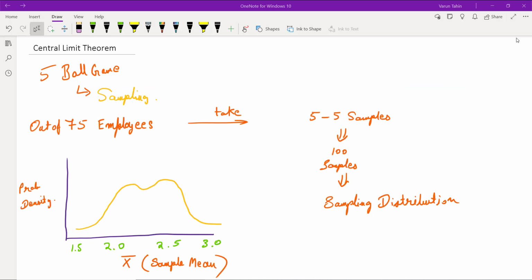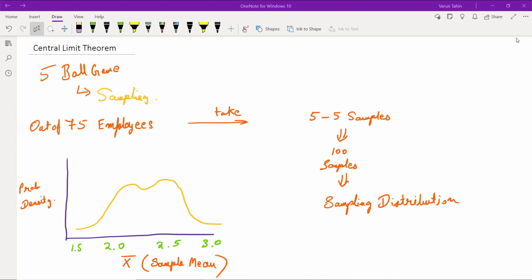Now let us understand the meaning of sampling distribution with the help of an example. So do you remember the 5-ball game we have played earlier? So let's take that same example. Okay, let's say that out of 75 employees, we are taking 5 samples up to 100 samples, and we are distributing the value of sample mean in a graph versus the probability density. So the graph we will get out of this will denote the sampling distribution over here. Got it?